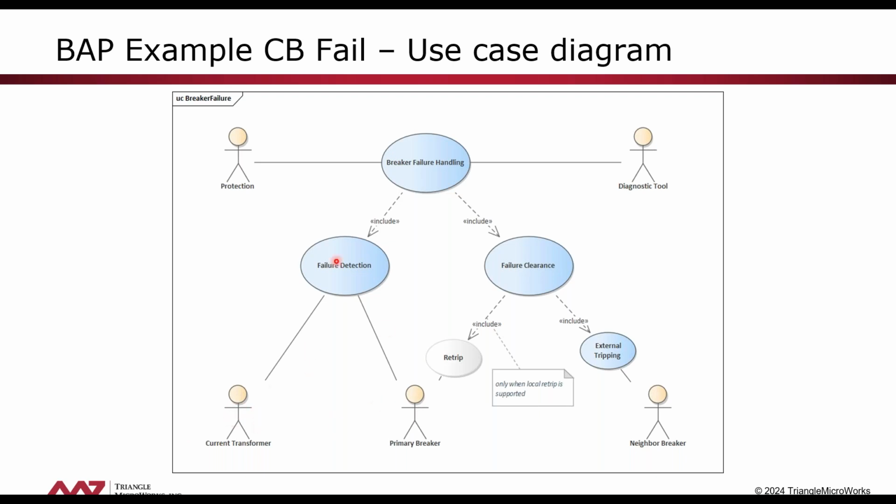If this is not the case, then it has detected the failure and it will use the use case failure clearance to either do a retrip through the local breaker. For the IOP, we decided we don't do a retrip. So we only did an external trip to the neighbor breakers. And all the information was as well going to the diagnostic tool. So that's the way the BAP is described in a use case diagram.